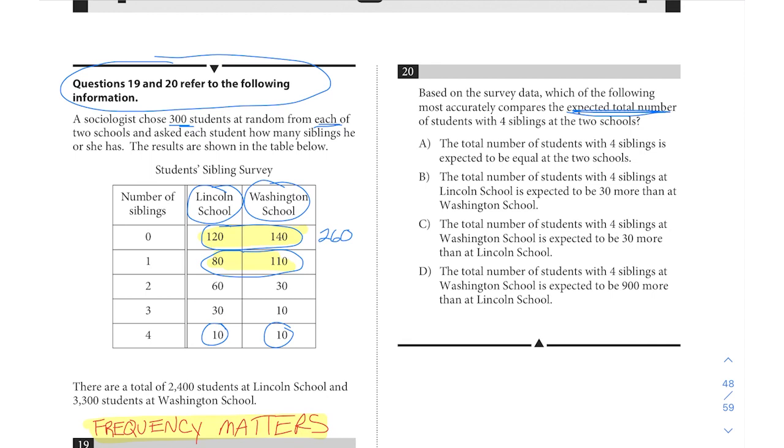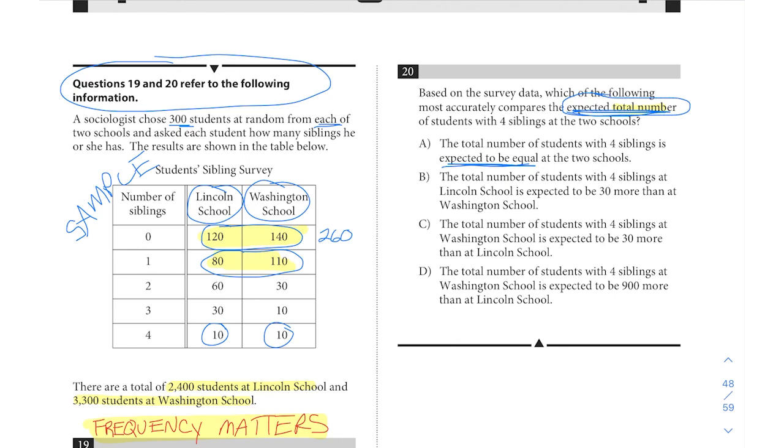And very commonly, people gravitate right towards answer choice A, which says that the expected number is equal. But what's really important to keep in mind here is that the numbers in our table are from our sample. And your sample results are not your expected total number of results. We have to apply that information from the sample to the population. So that's where these numbers below come into play, that we have 2,400 students at Lincoln School and 3,300 at Washington School.